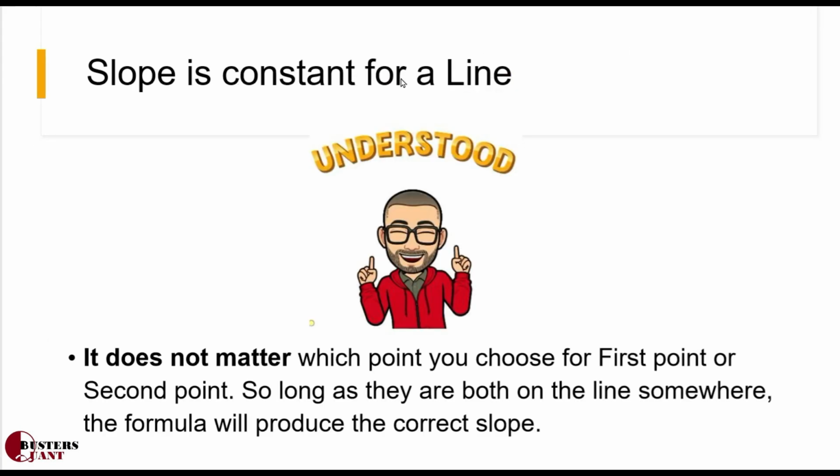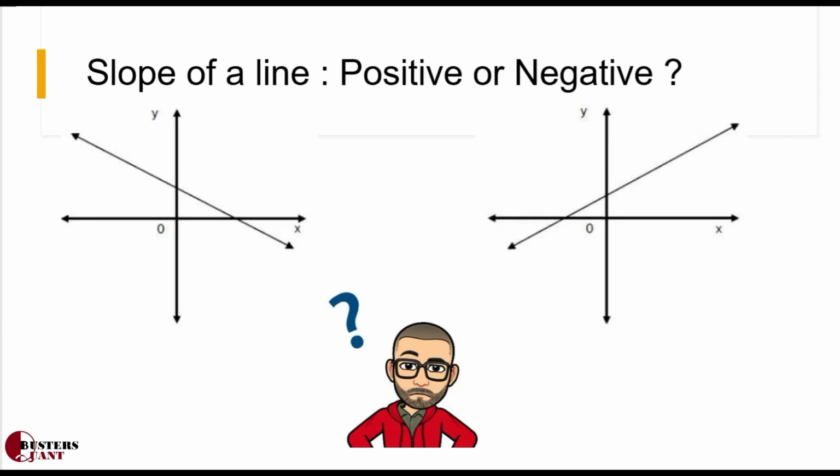Hence the slope is constant for a line. It does not matter which point you choose for the first point or the second point, as long as both points are on the line somewhere. The formula will produce the correct slope. Now the slope can be positive, negative or 0.